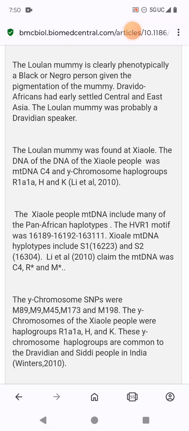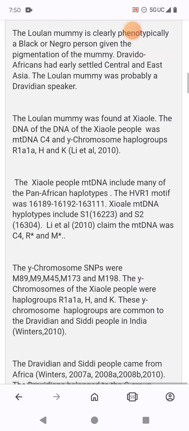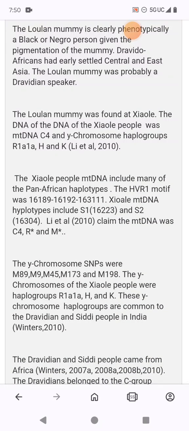The Lulin mummy was found at this, the mtDNA of the Zaoli people was mtDNA C4. And so you have a Japhetic mummy being, I guess, tested against the modern population of those people. And what was the result? Same. So the people include, and then the only appetite claim the mtDNA with C4. Yeah.